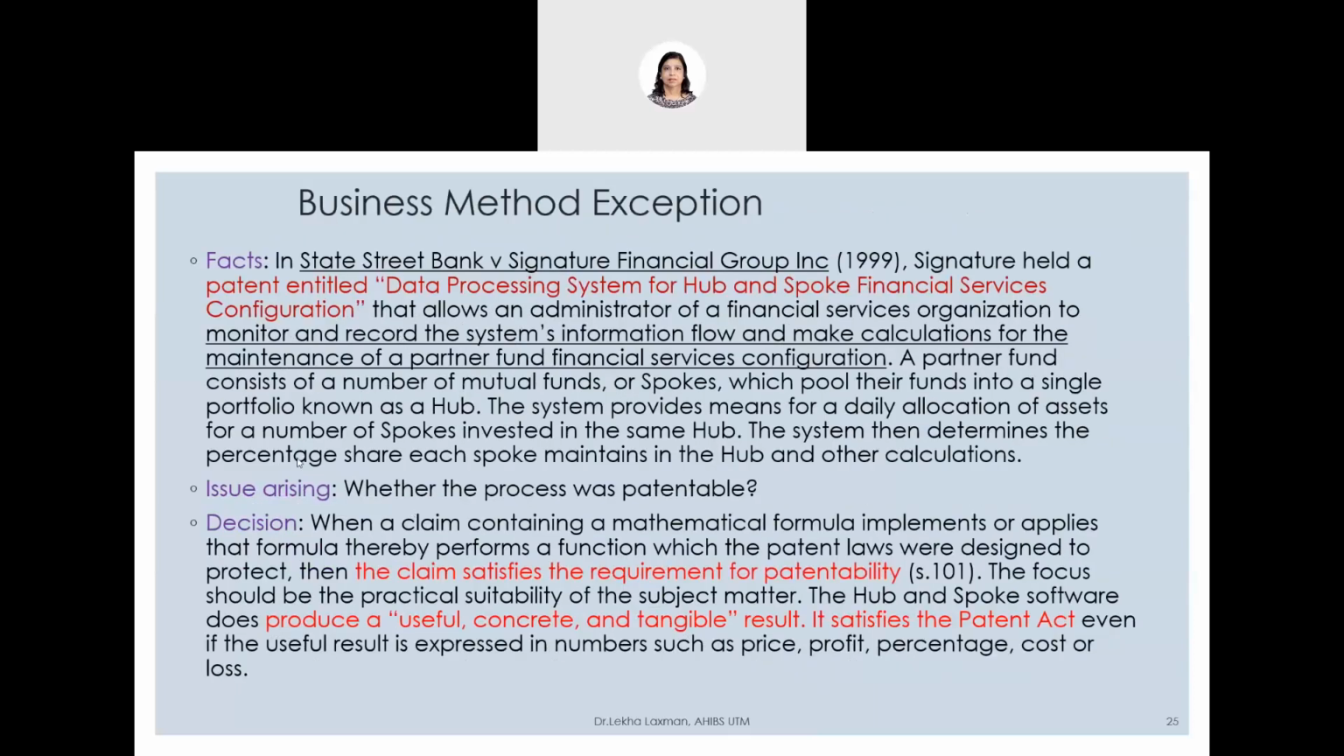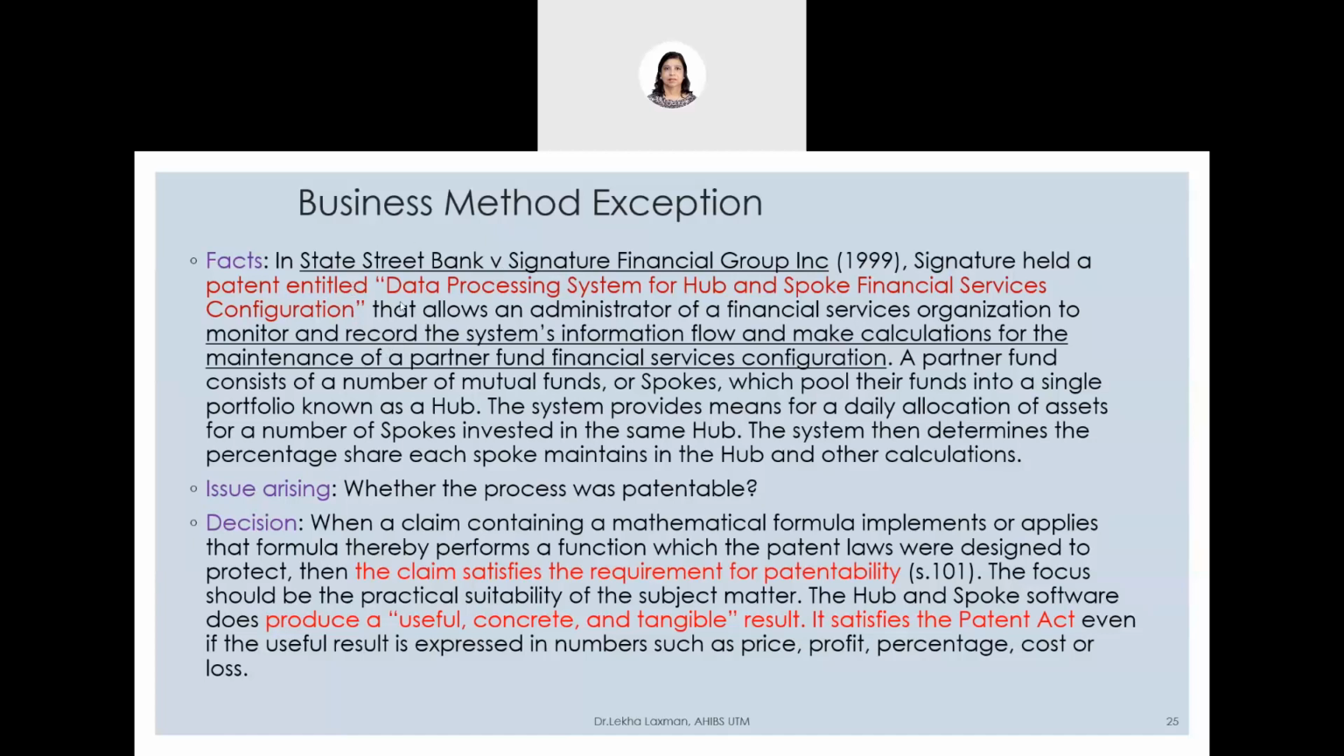Now, if you look at this business method exception, right? Why do I say business method? Normally, patents are not granted for methods, right? But because of e-commerce, these business method patents are no longer an exception, right? Because it's now very frequently granted by the United States Patent and Trademark Office.